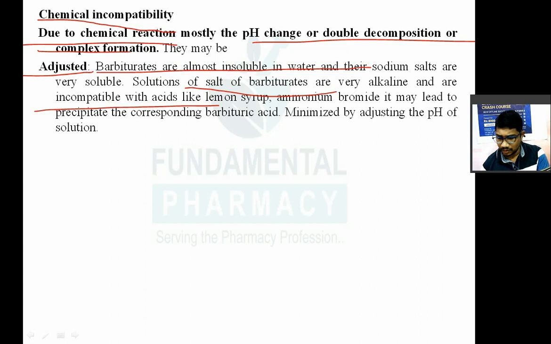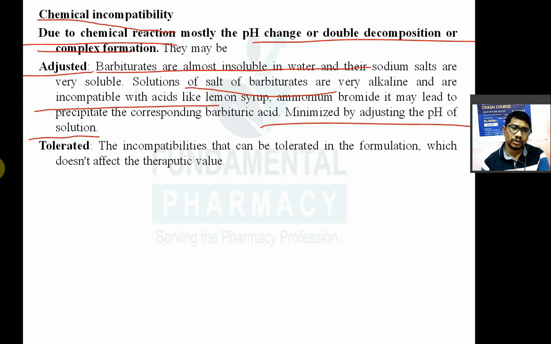So this is incompatible. Barbituric acid, sodium salt of barbituric acids, and this lemon syrup, ammonium chloride, they are incompatible. You have to remember. Now it can be minimized by adjusting the pH of the solution. So common ion effect इसमें involve होता है और कुछ नहीं. Adjusted chemical incompatibility. Now there is another one, tolerated.